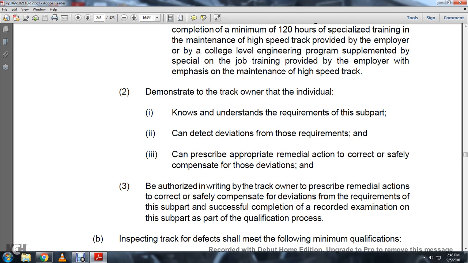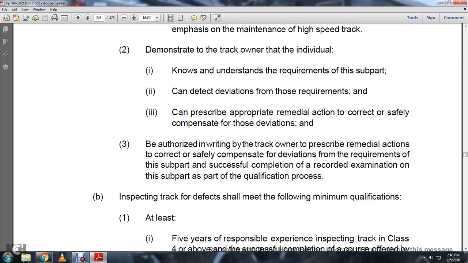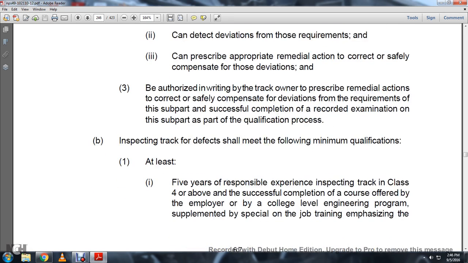2. Can detect deviations of these requirements. 3. Can prescribe appropriate remedial action to correct and safely compensate for the deviations. 3. Be authorized in writing by the track owner to prescribe the remedial action to correct and safely compensate for the deviation from the requirements of the subpart. Successful completion of the required examination on the subpart as part of the qualification process.